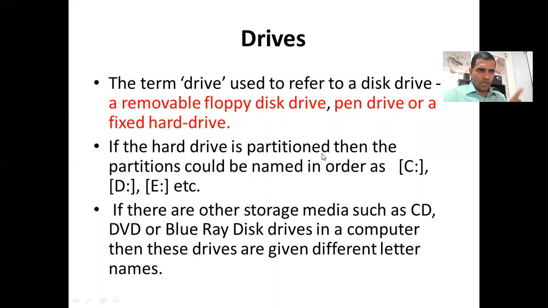If the hard drive is partitioned, then the partitions could be named C, D, E. As I have shown earlier, it starts from C, then D, then E, there may be F, there may be continuous letters. If there are other storage media such as CD, DVD, or Blu-ray disc drives in a computer, then these drives are given different letter names, right? So if you have these CDs, DVDs, Blu-rays, pen drives, definitely you cannot give C. Your operating system never gives C. There may be other letters, right?